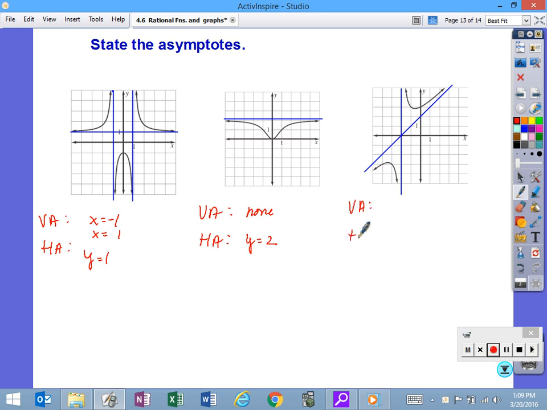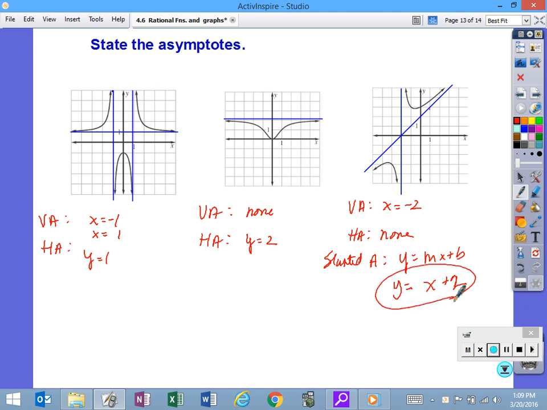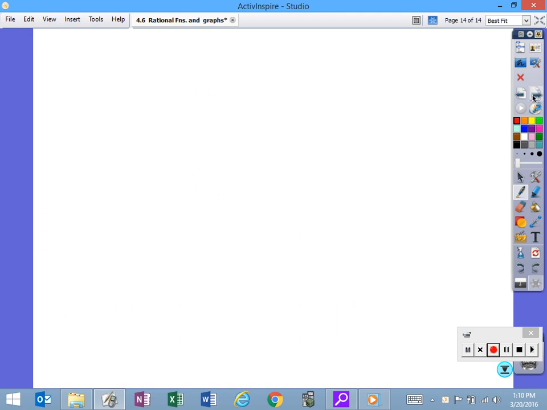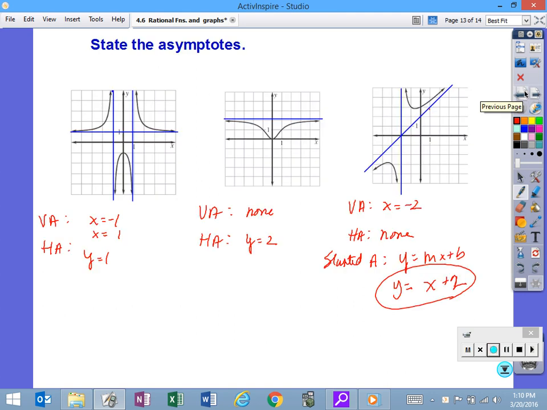Vertical asymptotes here and horizontal asymptotes. Vertical asymptote at x equals -2. Horizontal asymptote, none, but we have a slanted asymptote. It looks like y equals mx plus b, y equals +2. My slope up 1 over 1, so that's 1x. So y equals x plus 2. And that is the kind of things you're going to have to do for your homework.